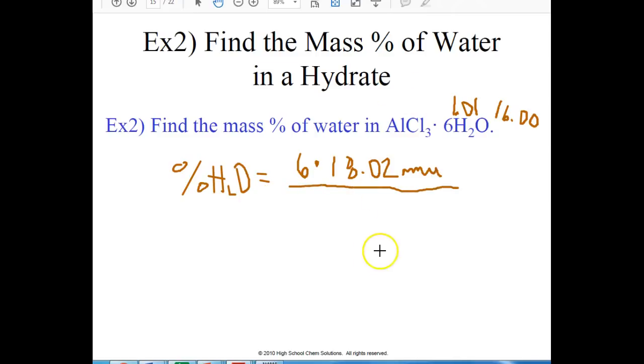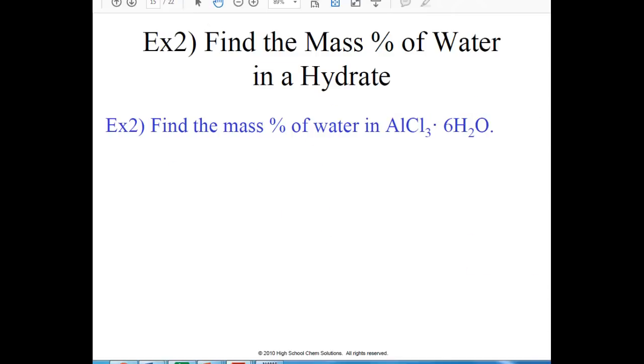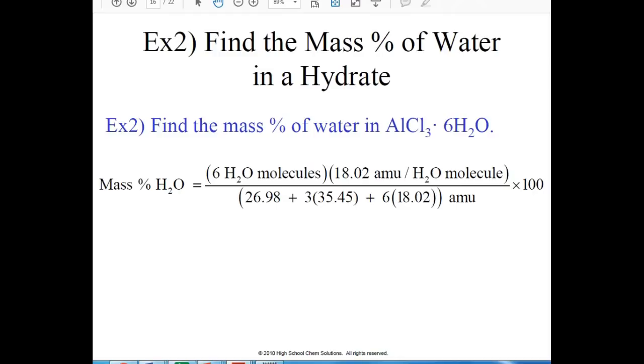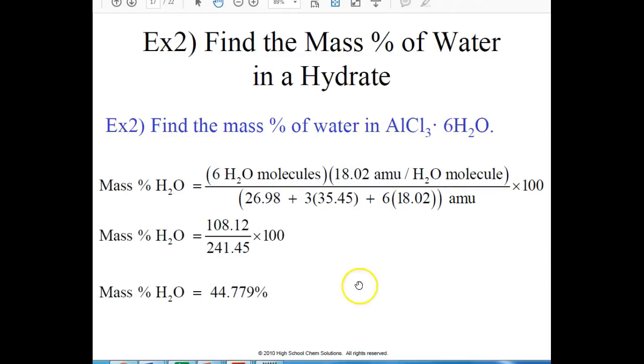And then the whole thing on the bottom. So for the whole thing, we need the aluminum, 3 chlorines, and the 6 waters. All of that added together will go on the bottom. So I'm going to let you see that typed out a little bit neater. So you've got your 6 times your water on the top, and then you've got the whole thing on the bottom. There's the aluminum, there's the 3 chlorines, and there's the 6 waters. Okay, then you do the math, and it turns out to be 44.778. I probably wouldn't have used that many decimal places.